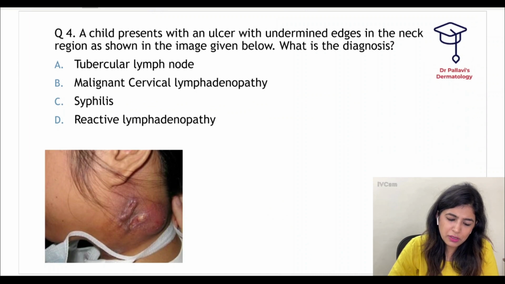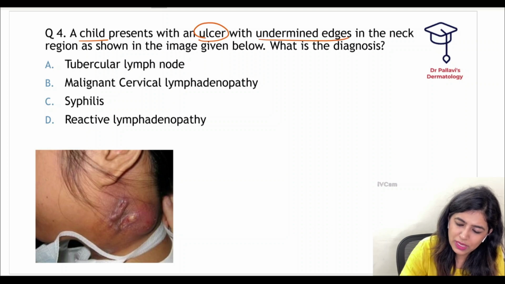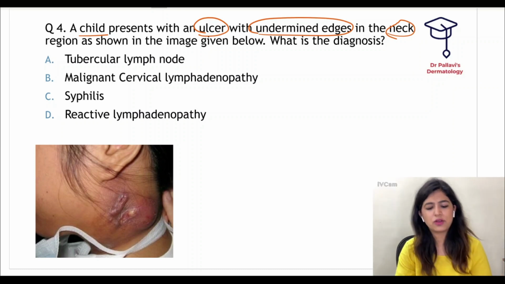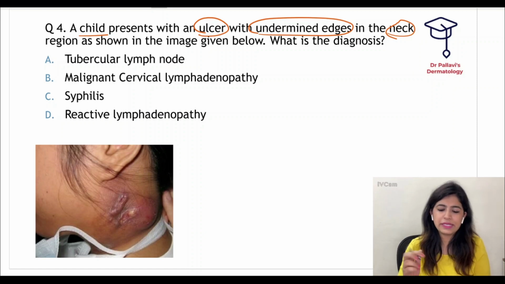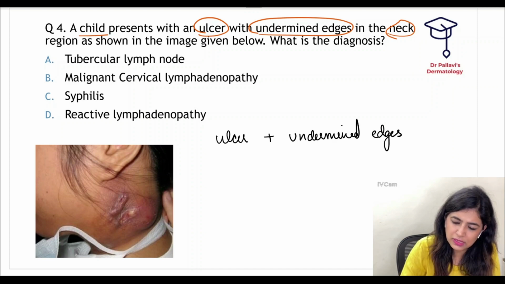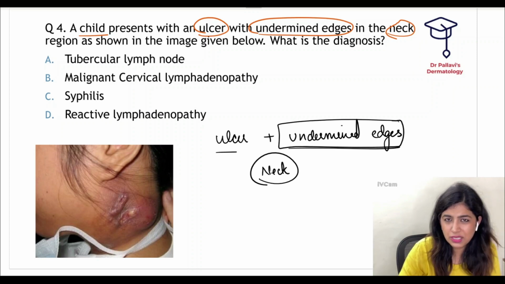Then we come to question number 4. A child presents with an ulcer with undermined edges in the neck, as shown in the image below. What is the diagnosis? Well, if I had a question just with this text, even without the image, the answer is very straightforward. It is giving us a hint, which is ulcer with undermined edges in the neck. When we talk about undermined edges, I'm just giving you an additional point here, even though if you look at the image, it's a very simple question.